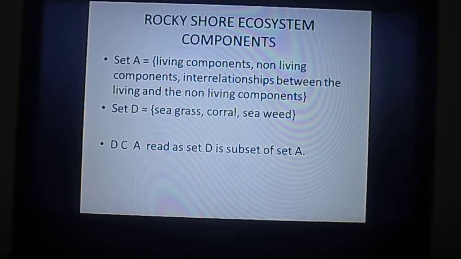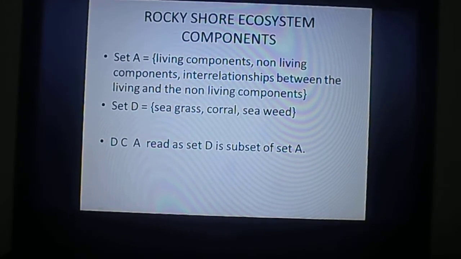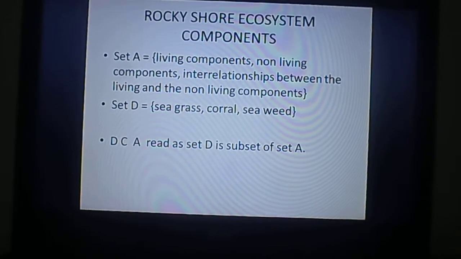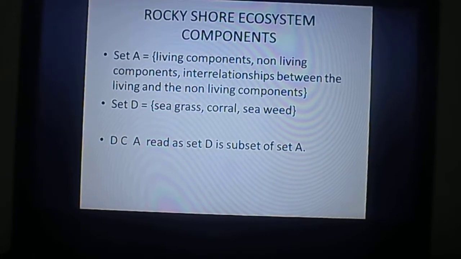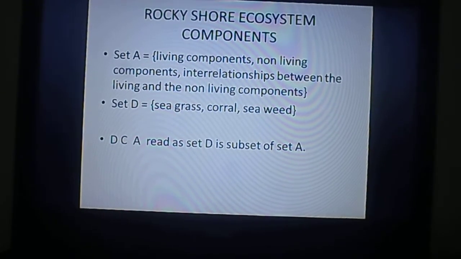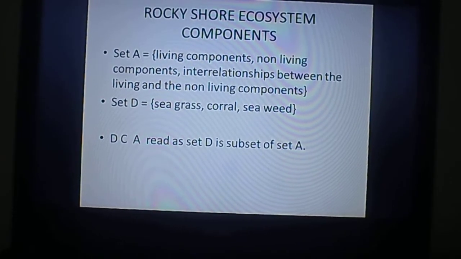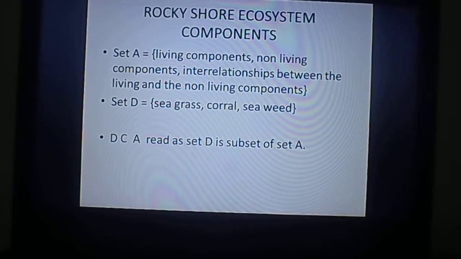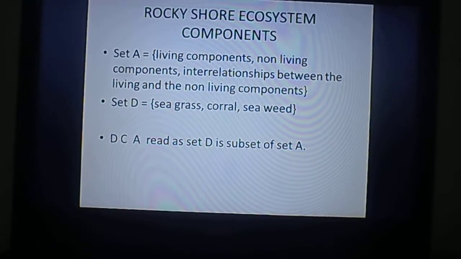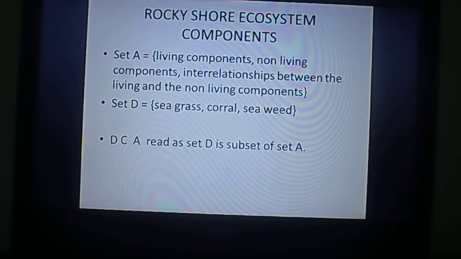Consider set D as a set having elements seagrass, coral, and seaweed. If seagrass, coral, and seaweed are elements found in the elements of set A, then set D and set A are related in such a way that D is a subset of A.